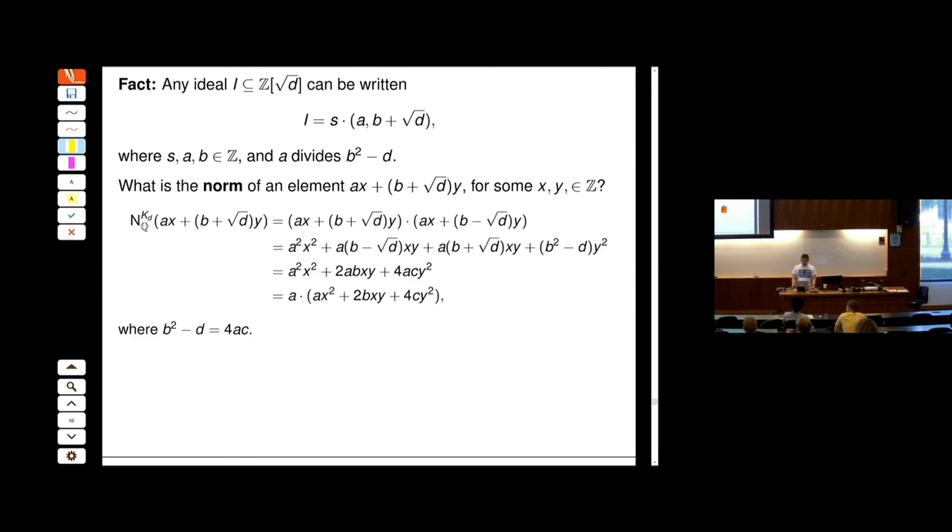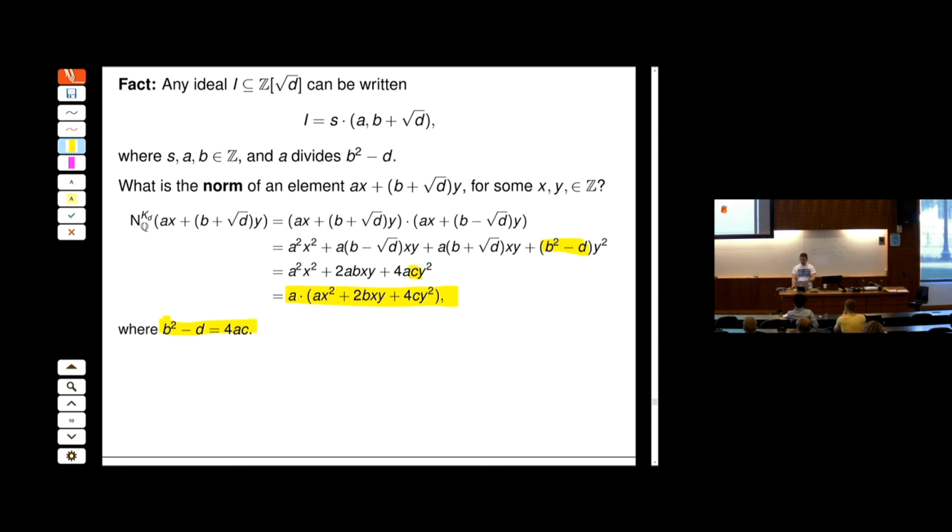Well, the norm down to Q, you multiply that number by its conjugate, and then when you do the algebra, you see that, remember that this quantity was divisible by a, and it's actually divisible by 4a, so there's some integer c that will give you that b squared minus d is 4ac. Then you can write that c in here, and you get that the norms are a times a quadratic form in x and y. Okay, so that's where the quadratic form appears.